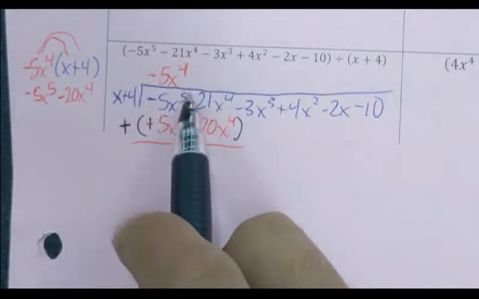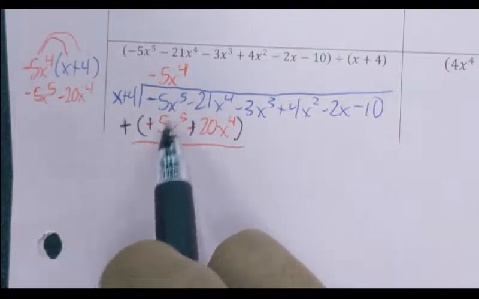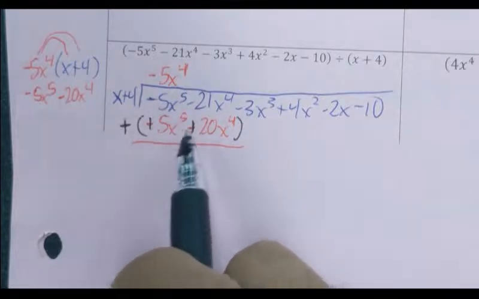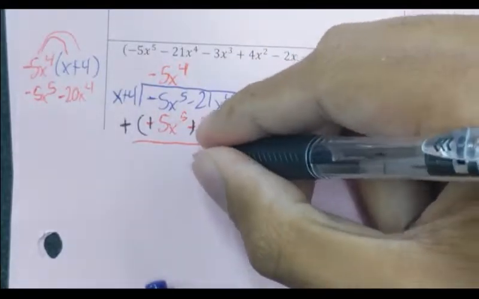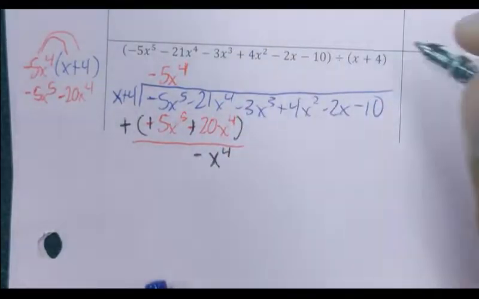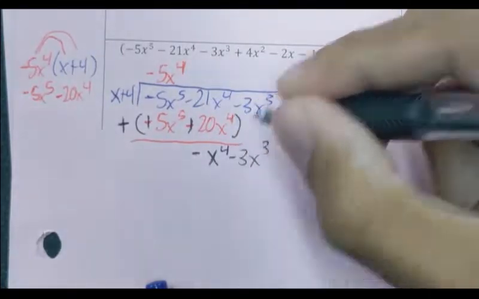Okay, so negative 5x to the fifth plus 5x to the fifth cancels out. That should always happen. The whole point of each step is to cancel out the first part. And then negative 21x to the fourth plus 20x to the fourth is now negative 1x to the fourth. Okay, bring down the next term, negative 3x cubed.